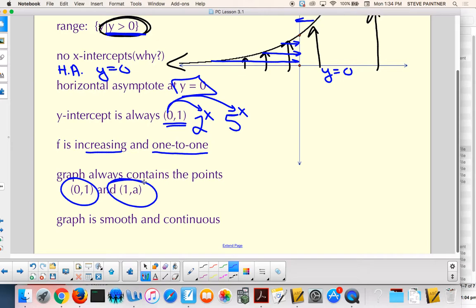You listening out there? (1, a). What does that even mean to you? It should mean this: you put the 1 in, you get what back? A, the base. So what would your answer be here? 1 goes in, 3 comes out. What's your answer on this one? 1 goes in, 10 comes out. Guys, you don't even have to think. It's right in front of you. All right, the graph is smooth and it's continuous. It doesn't break up on you. Okay? I think I'm done.